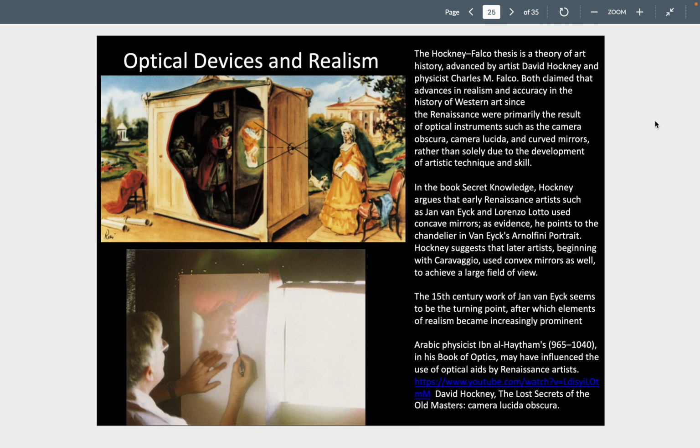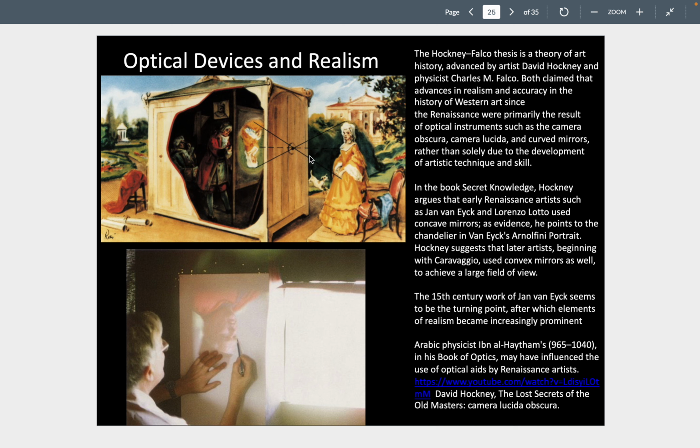Now, the optical devices that I have been describing, the camera obscura, somewhat might look like this, where you have now new optical ground lens technology for glasses, for the beginnings of microscopes and telescopes that we'll be studying later.